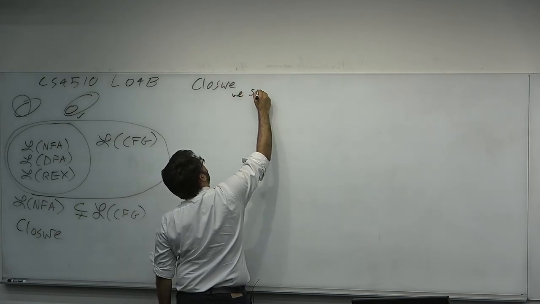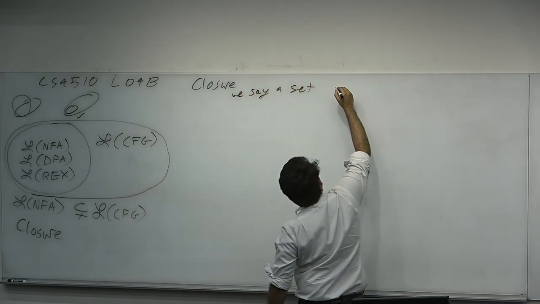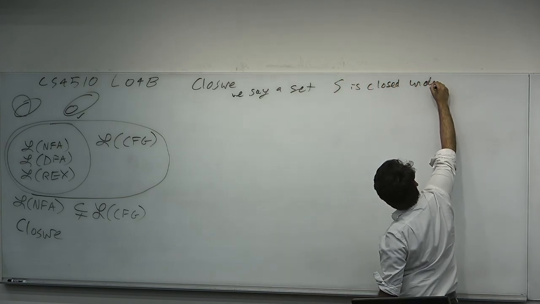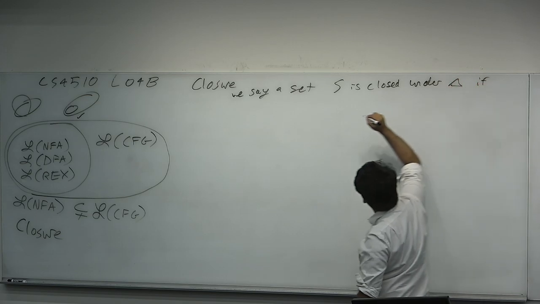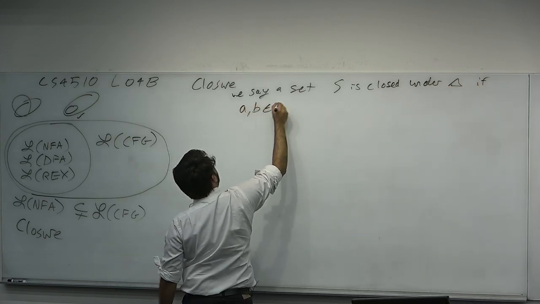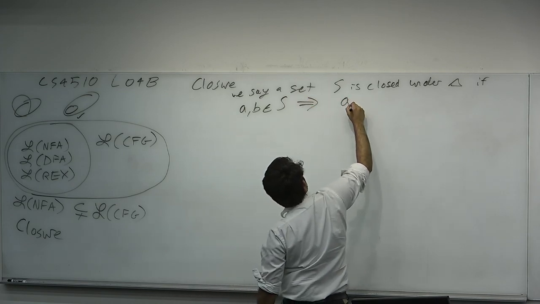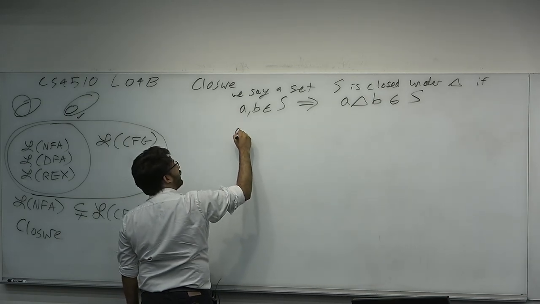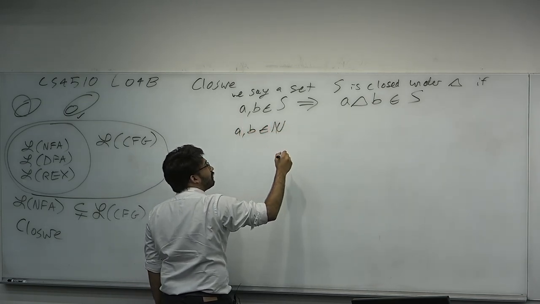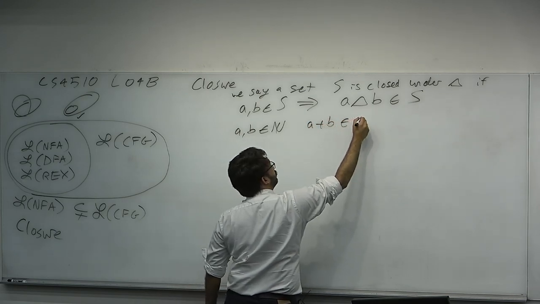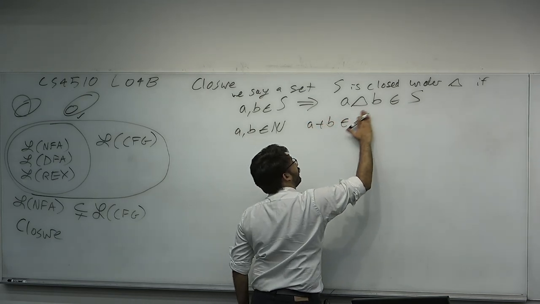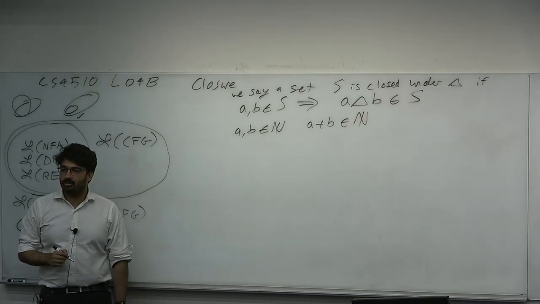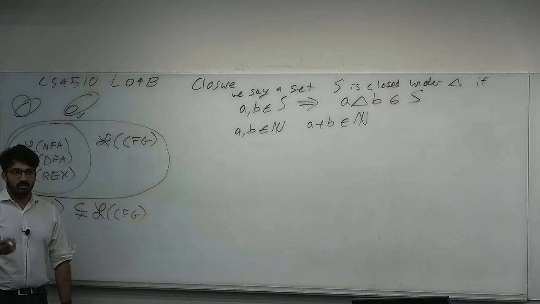We say a set S is closed under an operation, let's call it triangle, if A, B in S implies that A triangle B is an element of S, right? So for example, if A and B are natural numbers, then A plus B is a natural number. Triangle here is any operation, right? We say a set is closed under an operation if operating under that operation, you still remain in the set, right?